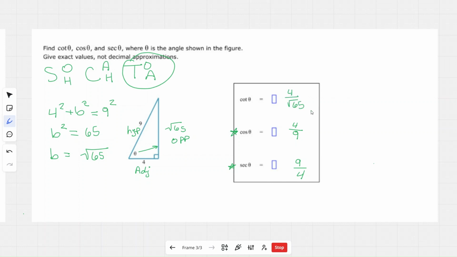Most trigonometry teachers do not want to see a radical in the denominator of a fraction. So this answer would be considered unsimplified. I'm going to fix it up by rationalizing the denominator. That means multiply the top and the bottom by square root of 65. The reason why is because the denominator will just be 65, and now there's no more square root down there. The numerator is 4 times the square root of 65, and that's okay. As long as there's no square root in the denominator, we're good to go. That's my final answer.